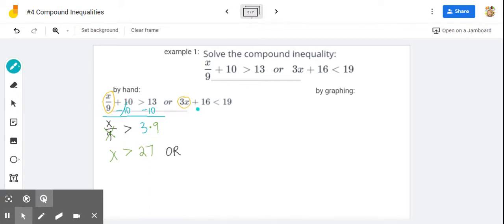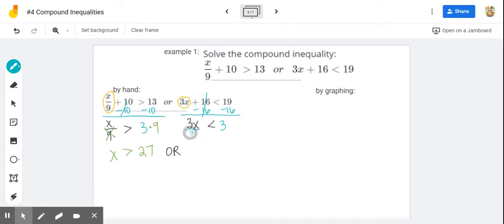In the second part, I need to get 3x by itself, so we're going to take away 16. And 19 minus 16 is 3. And instead of multiplying x by 3, we're going to divide by 3 from both sides. So we're going to get that x is less than 1. Now, the cool part about this is you can give me this as your answer, or you have this option, that you can type this into Desmos.